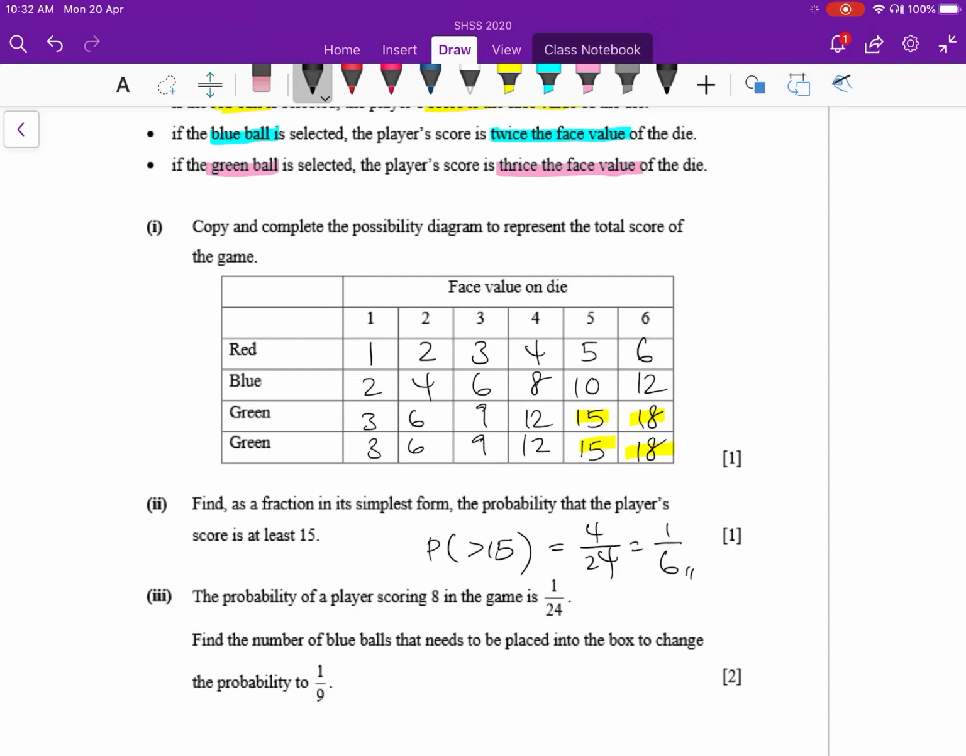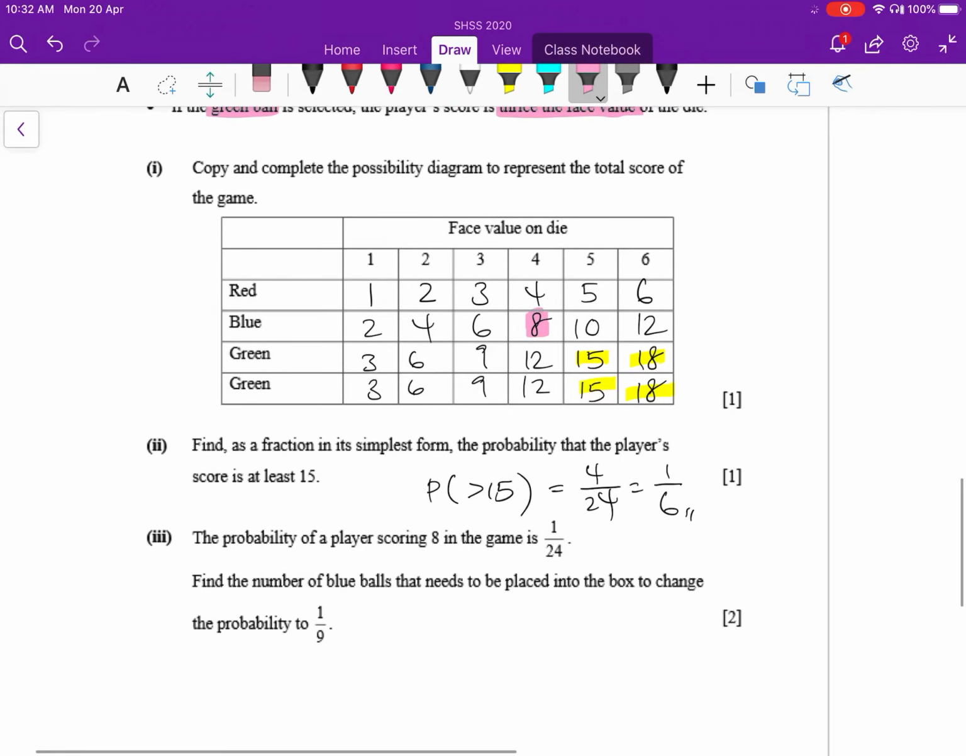Now part 3 is the more difficult one. It says the probability of a player scoring an 8 in the game is 1 out of 24, which is true. If you look at the entire table, there's only one value of 8 out of 24. That's why it's 1 over 24. They ask you to find the number of blue balls that need to be placed inside the box to change the probability to 1 over 9. That means I must add some blue balls.